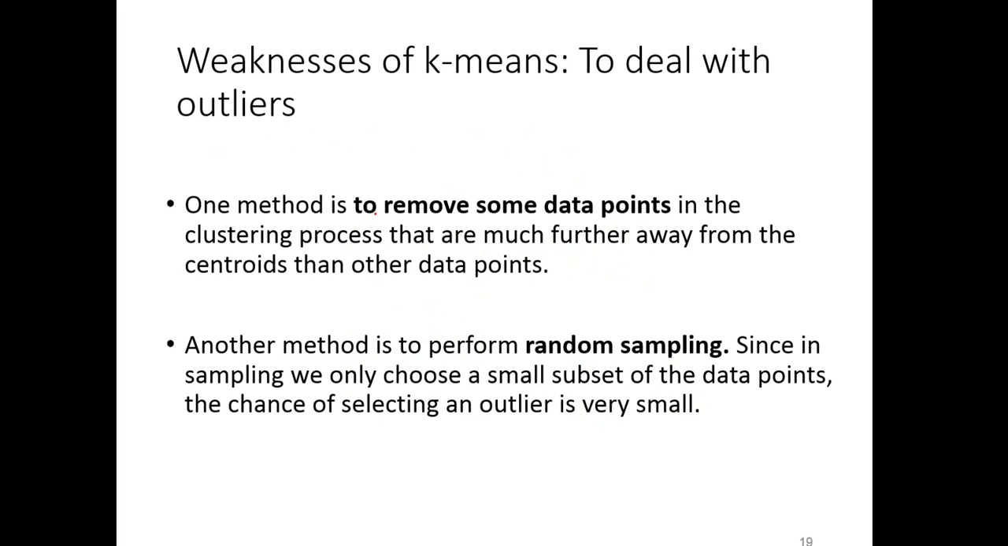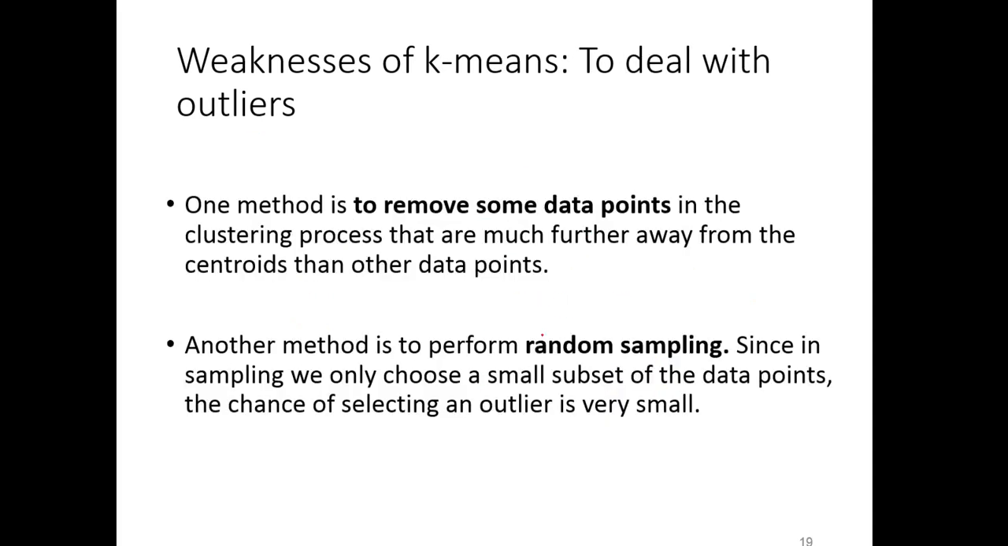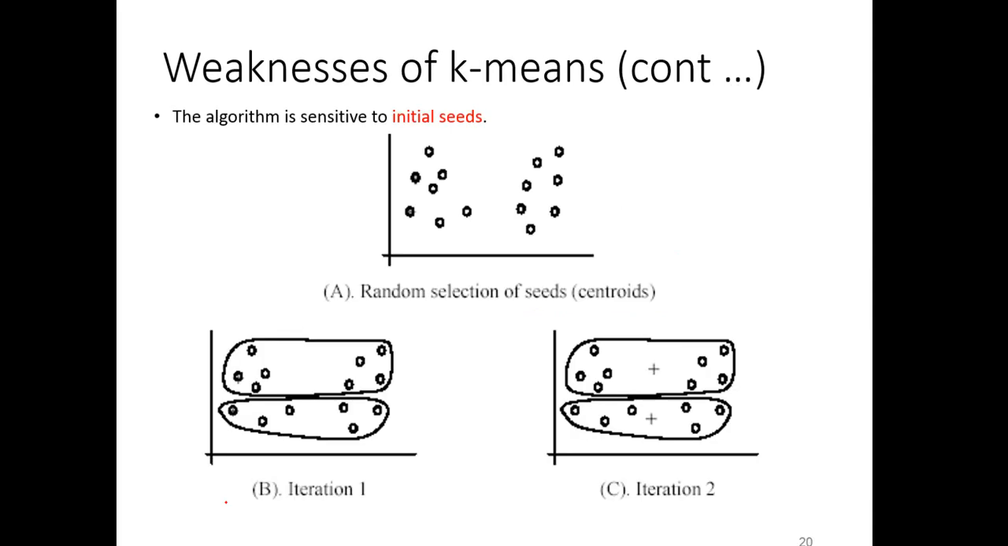There are methods to deal with outliers. One method is to remove some of the data points in the clustering process that are much farther away from the centroid. That means just remove them, right? The way we did, we simply did not use this data point, and then the clustering is much better now. The second way is to take a random sample. When you take a random sample, you are likely not to include many outliers in your sample. So that's the second way of handling outliers.